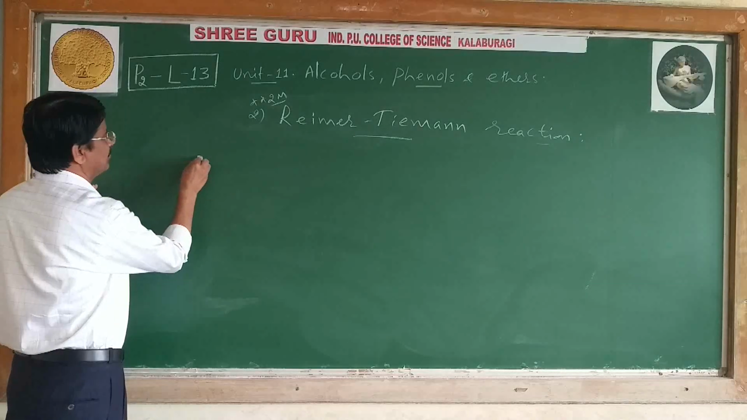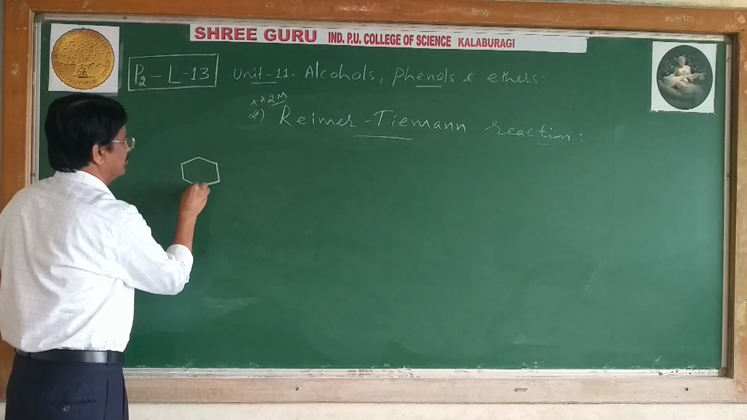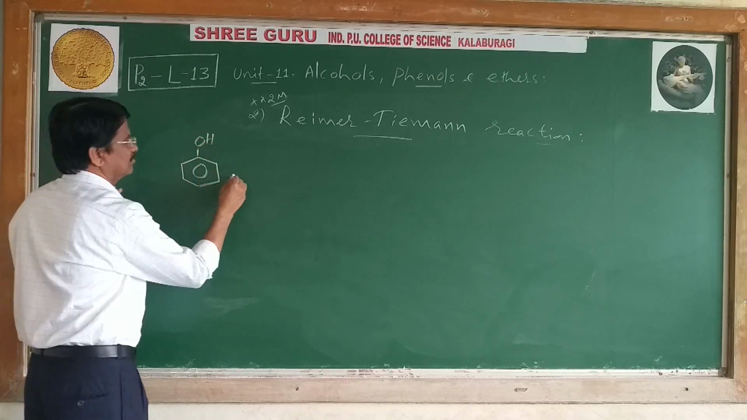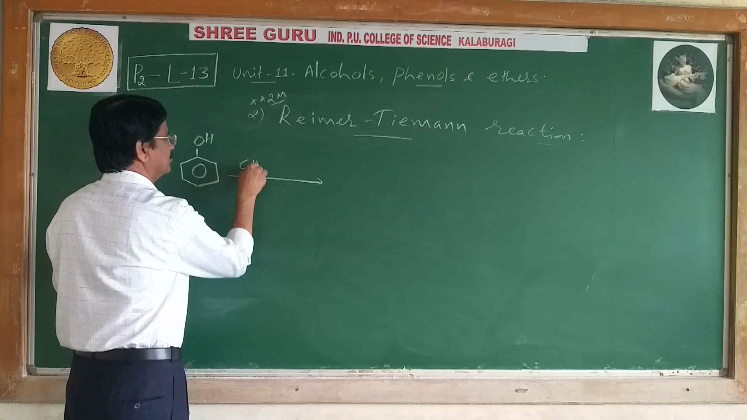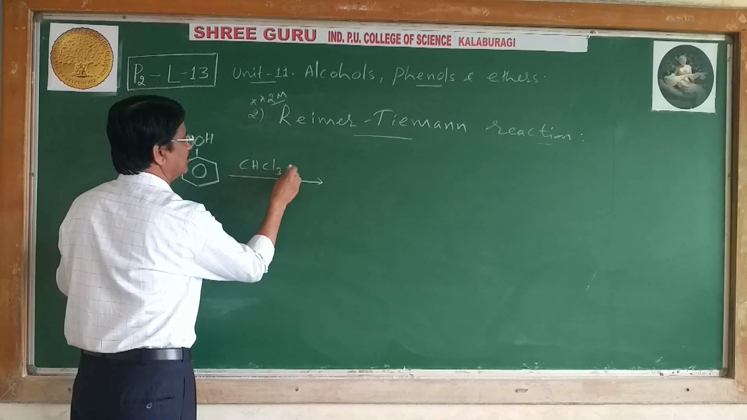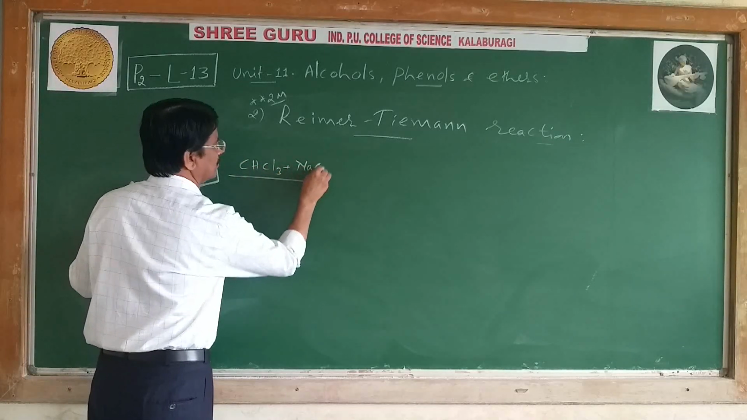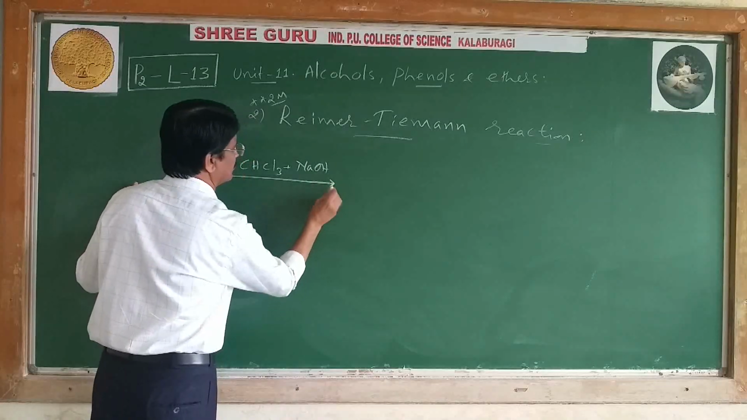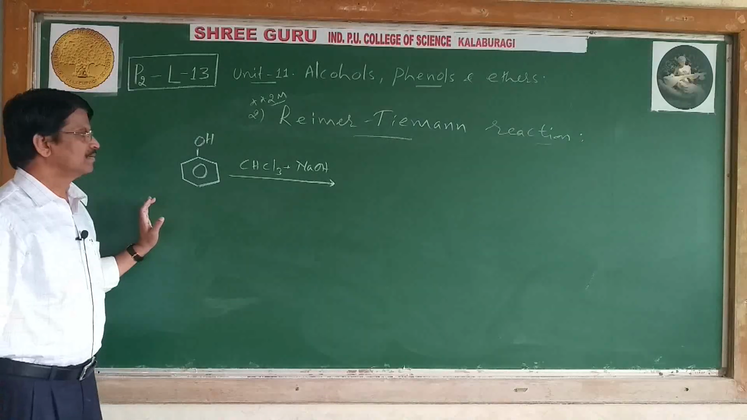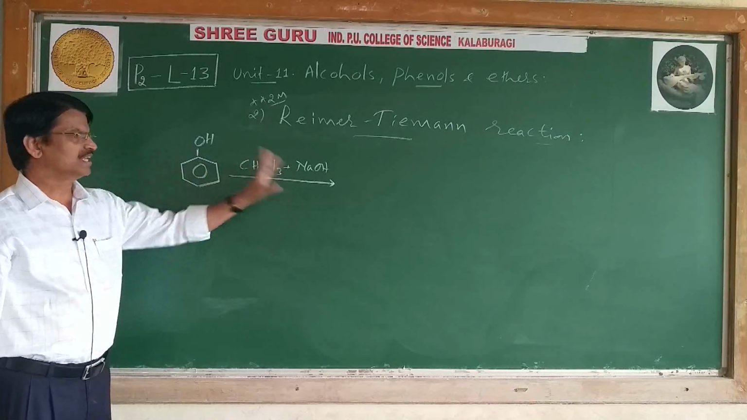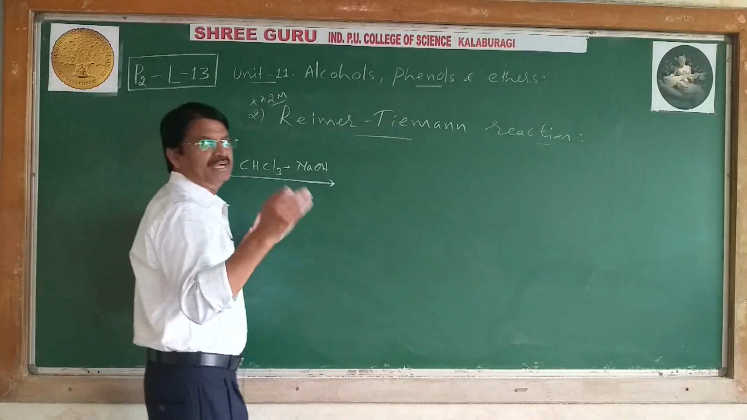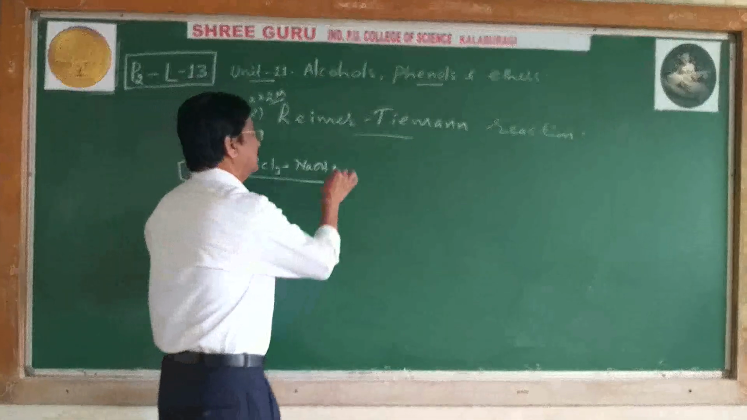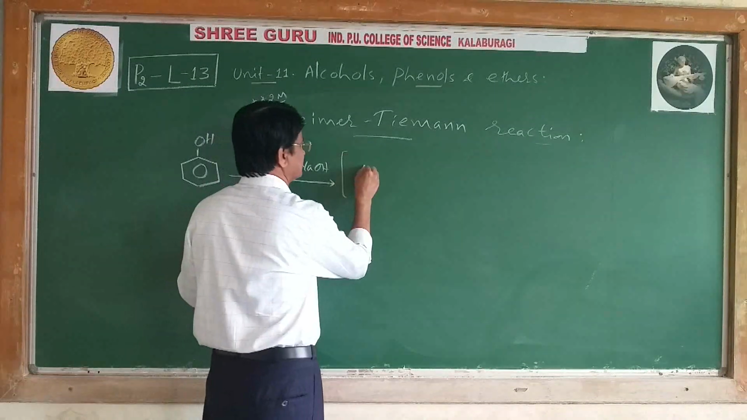Reimer-Tiemann reaction. Phenol has to react with chloroform and NaOH. Phenol plus chloroform plus NaOH. Now it can form an intermediate compound, not a reactive intermediate. The intermediate compound is formed, and that compound we can show like this.